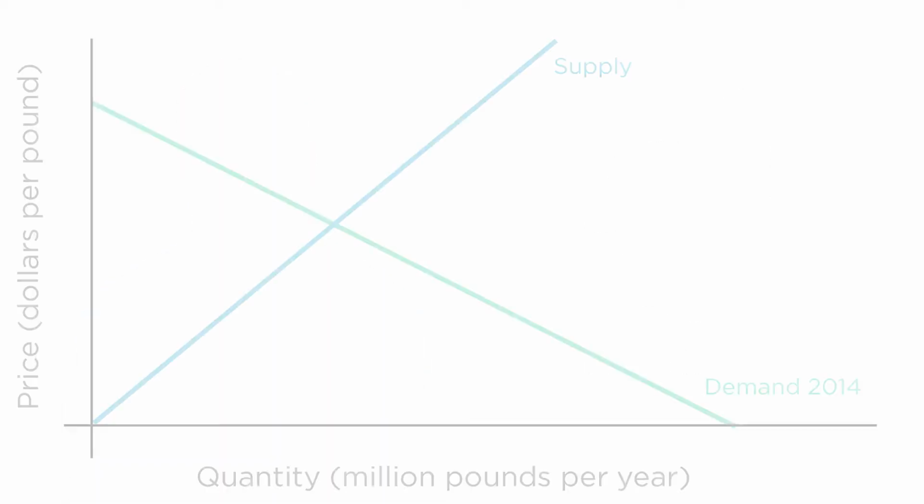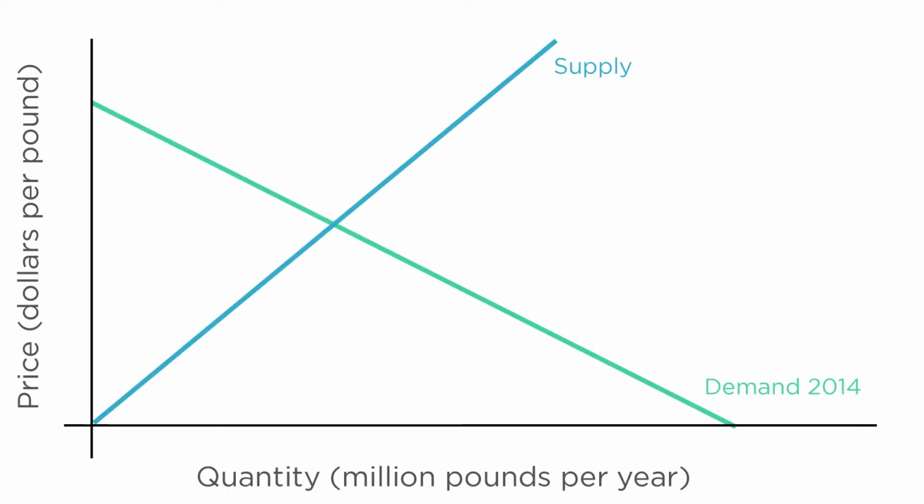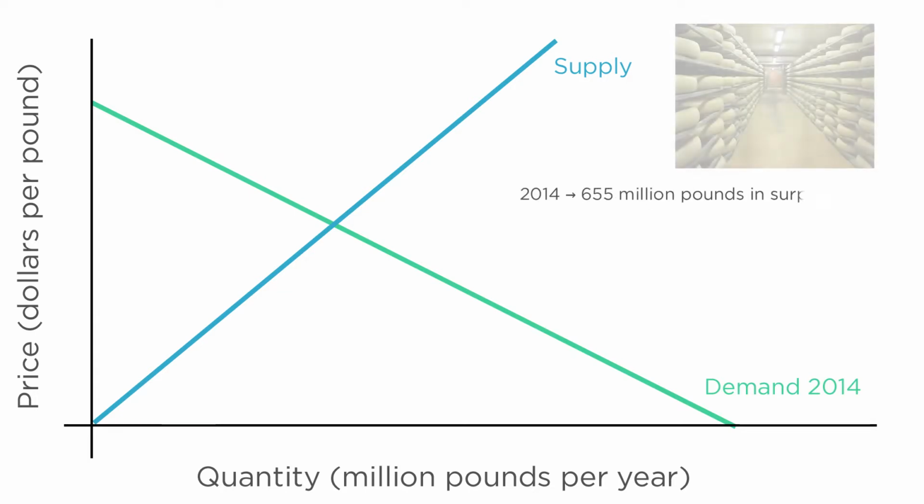By the way, the same thing can happen in reverse, as we can see in the case of price floors in farming. The United States has a long history of farming. Farmers are a small group in the United States today, but they have a lot of political power. Between 2014 and 2016, demand for cheese dropped, and dairy farmers were left with roughly 655 million pounds in surplus cheese.